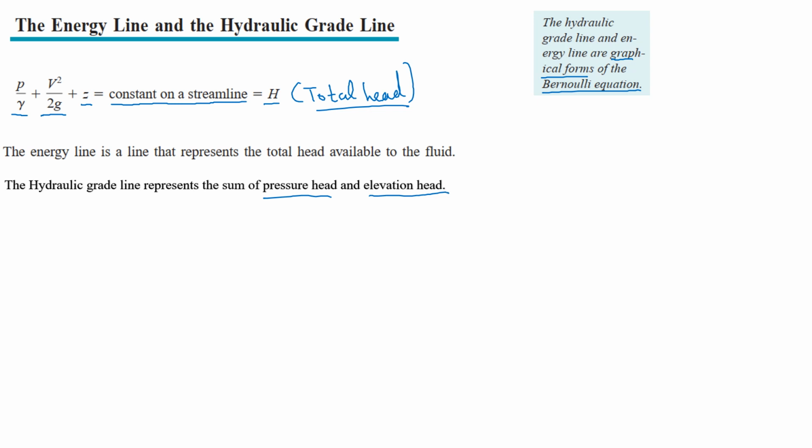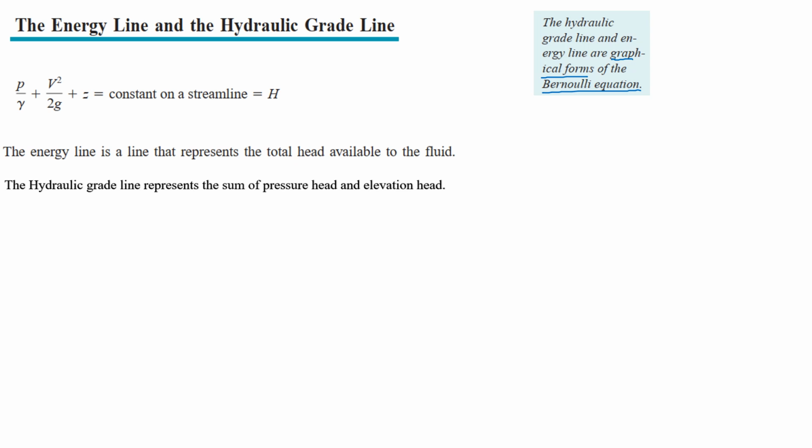If we take these two statements and apply them to the equation that we are seeing right now, the energy grade line will be the sum of these three terms, that is the total available head. If we sum up these three terms, we get our energy line. And if we add only the pressure head and the elevation head, what we get is the hydraulic grade line. You can now relate these terms to the definition that we did for our Bernoulli equation.